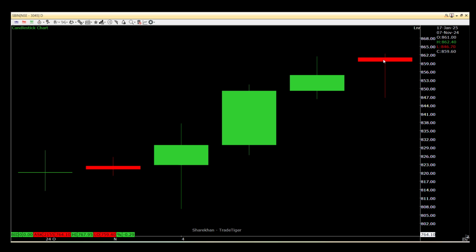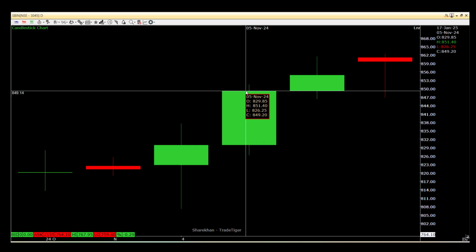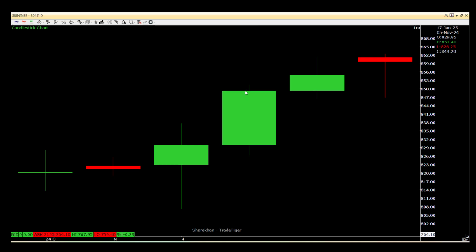Now come to a red candle. This is the red candle, the last candle. Again, I have put the cursor and you can see the right side upper part. On 7th November, State Bank of India opened at 861 at 9:15 am, but the closing was at 859.60. So the closing price is below the open price. That's why the color of the candle is red. Now you will say, Amit, you showed that in the green candle it was the open price and then the close, because the closing price was above the open. How will a red candle be marked? Let's see.